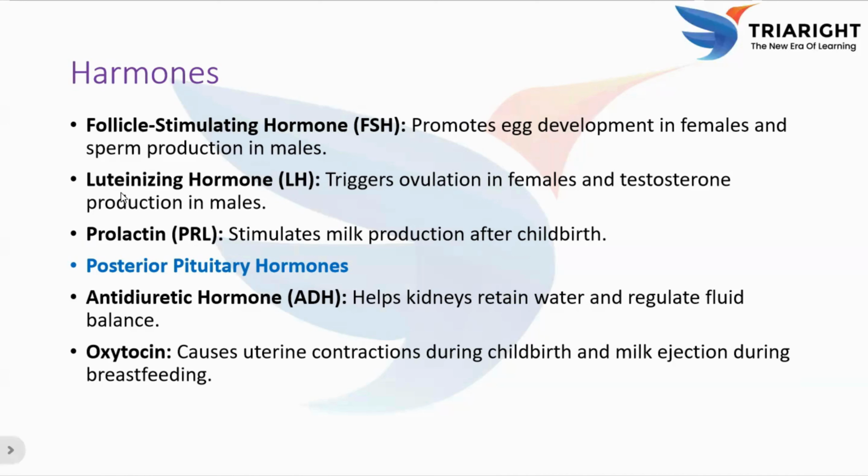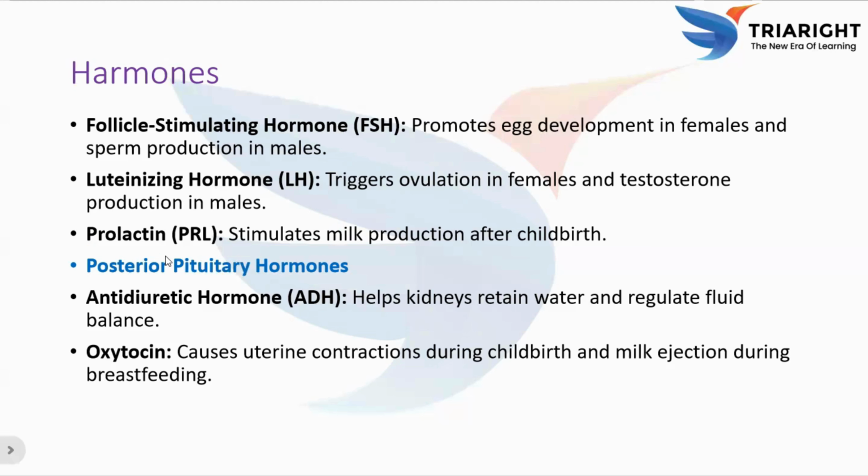The next hormone is luteinizing hormone. This hormone works together with FSH. LH and FSH work together to control the reproductive cycle. The entire reproductive cycle depends on these two hormones. In females, luteinizing hormone causes ovulation. Ovulation is the release of the egg from the ovary. Whereas in males, it stimulates the testes to produce testosterone. Testosterone is a male hormone. For example, if LH levels rise sharply in women during mid-cycle, it triggers the ovulation process.